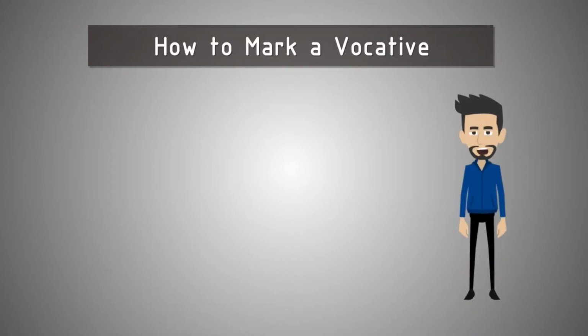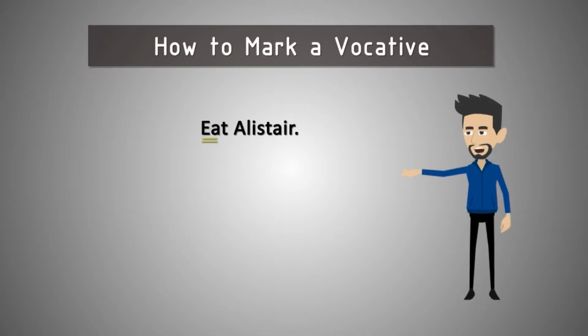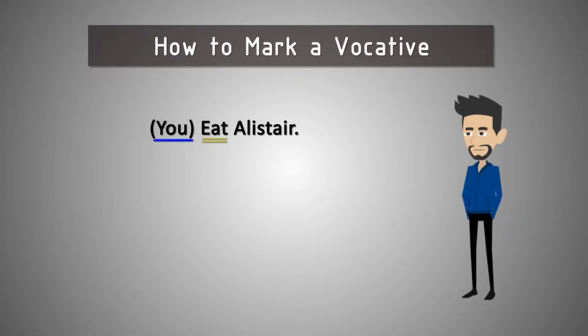So in this lesson we're going to have a look at vocatives. First of all, let's have a look at vocatives in the sentence "Let's eat Alistair." So the verb here is eat. The subject is an implied you, which we put here in parentheses. This is the imperative mood, so remember there is an implied subject. And the direct object here is poor, unfortunate Alistair.